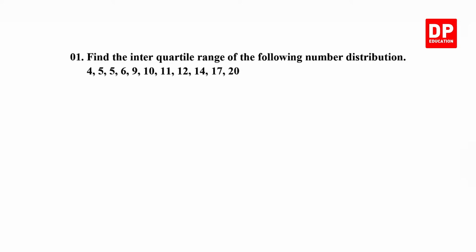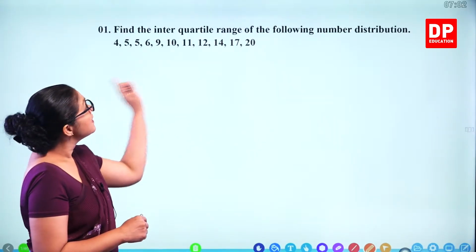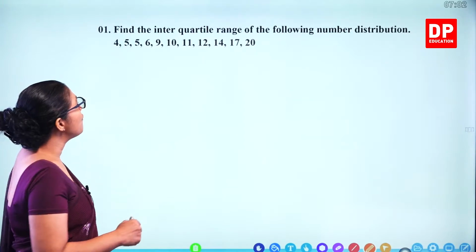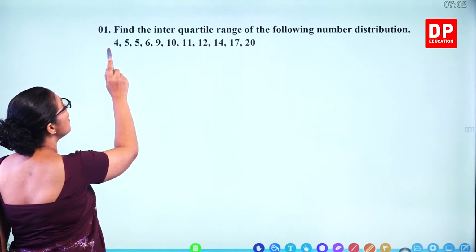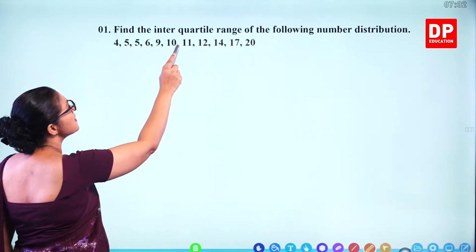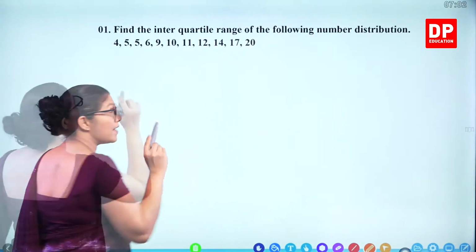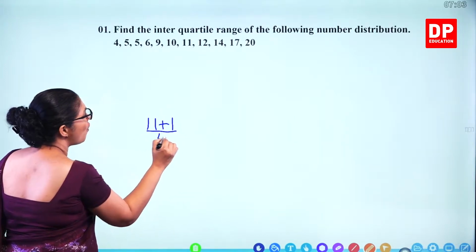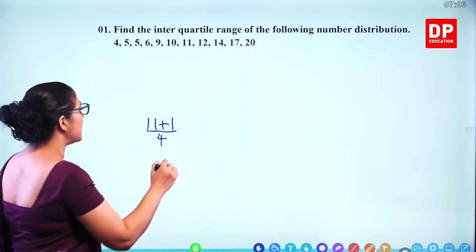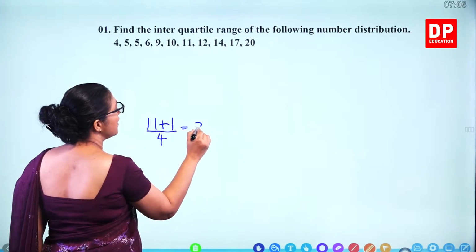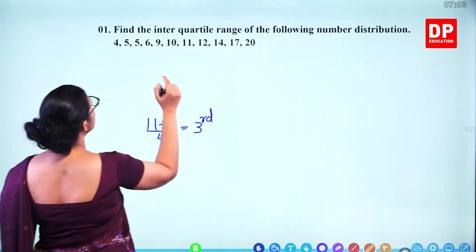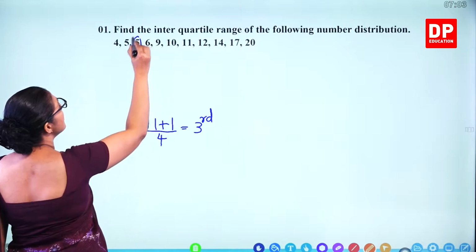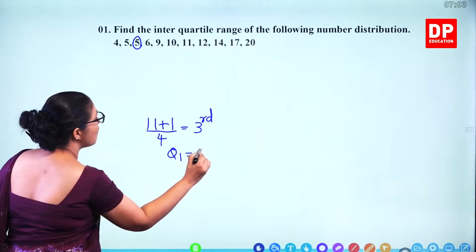Let's take question number 1. Find the interquartile range of the following number distribution. The number set is in order. So how can we find out? Find how many numbers there are: 1, 2, 3, 4, 5, 6, 7, 8, 9, 10, 11. So there are 11. Add 1, divide by 4 to find the first quartile. That gives 3, so the third one is the first quartile. 1, 2, 3. So Q1 becomes 5.